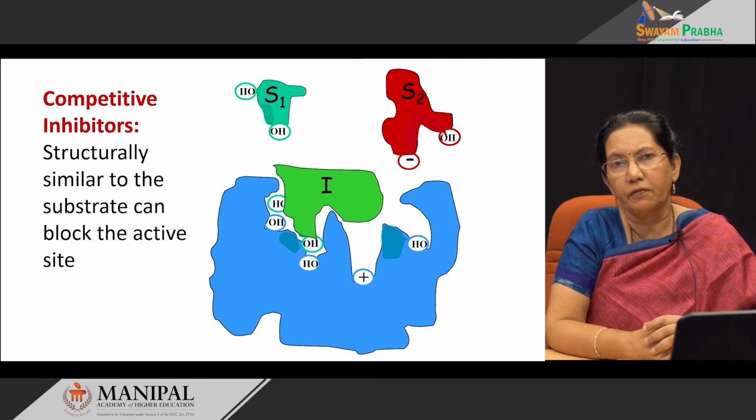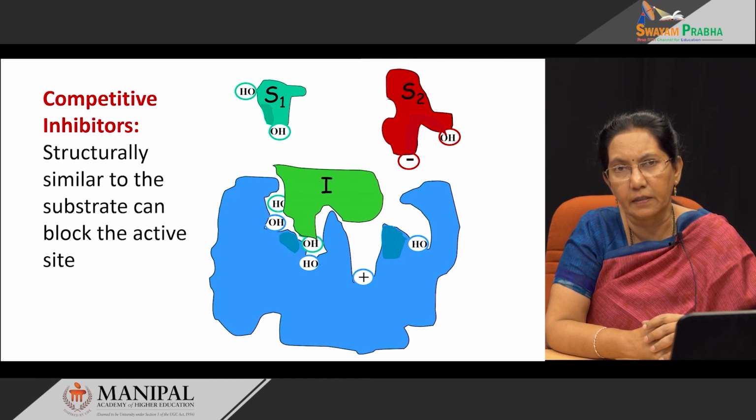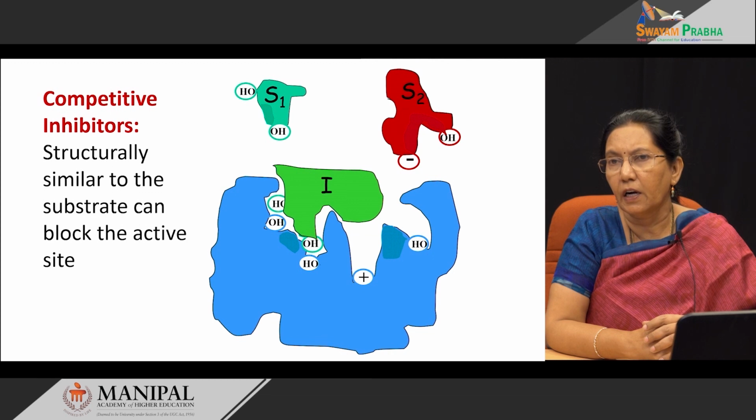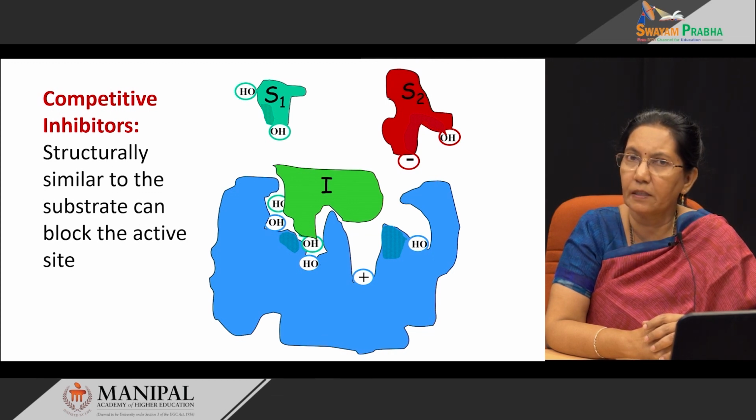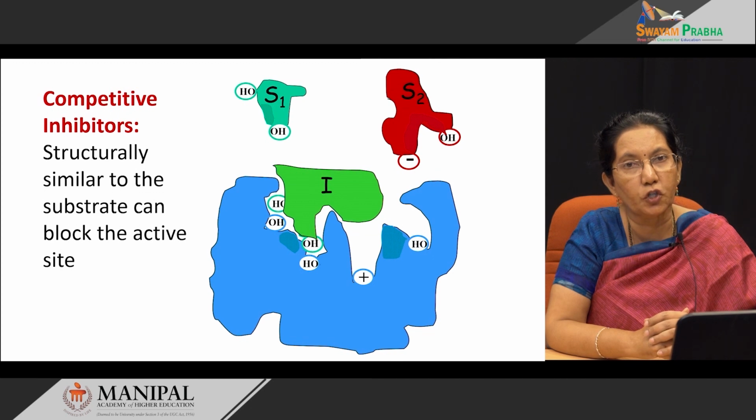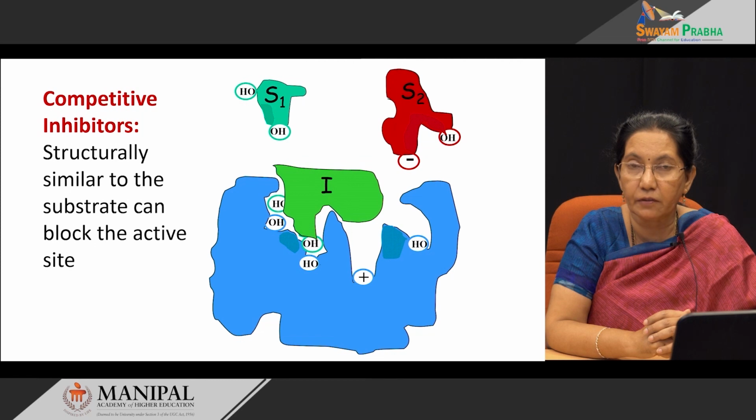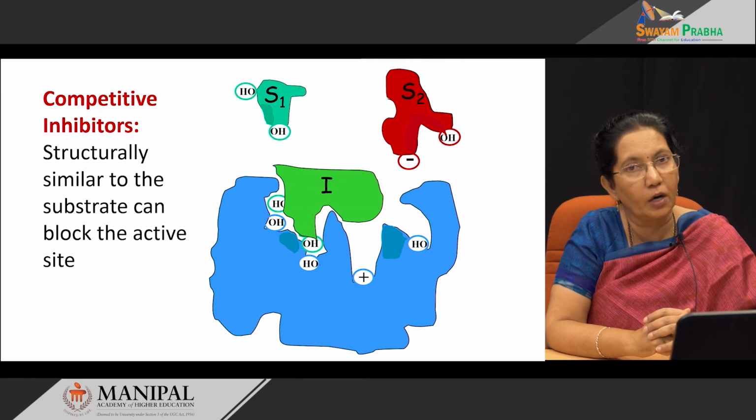Another important fact about the enzyme active site is, we've heard of competitive inhibitors. What are competitive inhibitors? They are substances which are exactly similar in shape and size to the substrate. They bind to the active site, however, they do not produce a product. Instead, they stop the enzymatic reaction from going further.